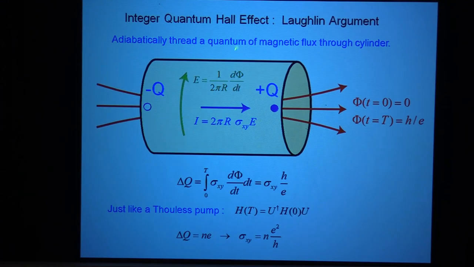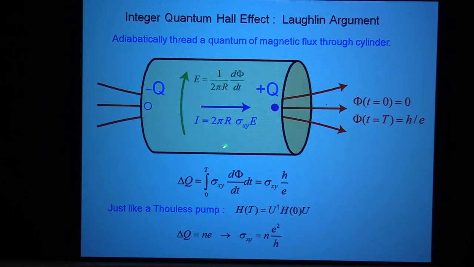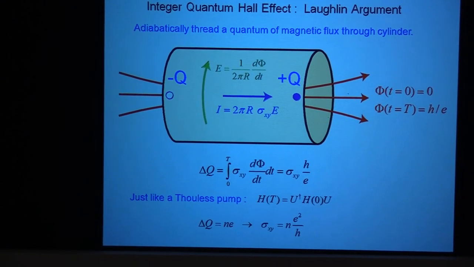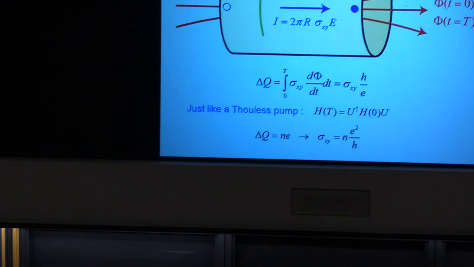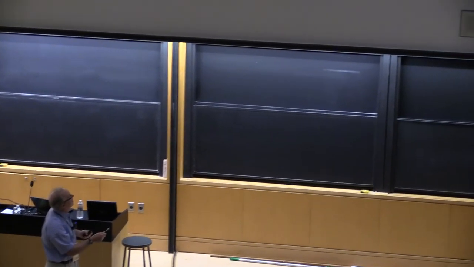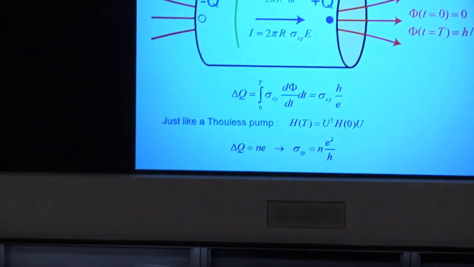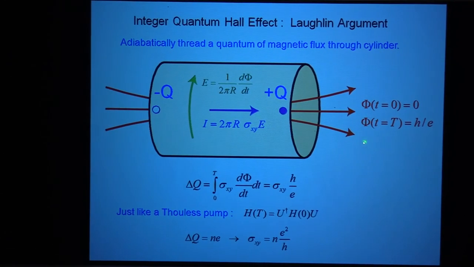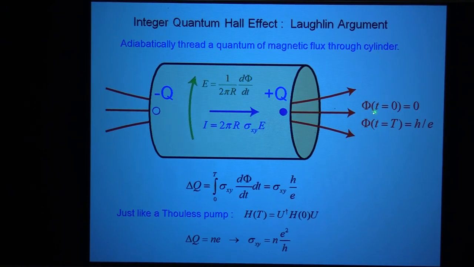What I'm going to do is imagine putting this system with periodic boundary conditions going around in one direction, so it's like I'm wrapping it onto a cylinder. Then I'm free to apply magnetic flux down the hole of the cylinder. What Laughlin considered was what happens if you adiabatically turn the flux up from zero to the quantum of magnetic flux, h over e.